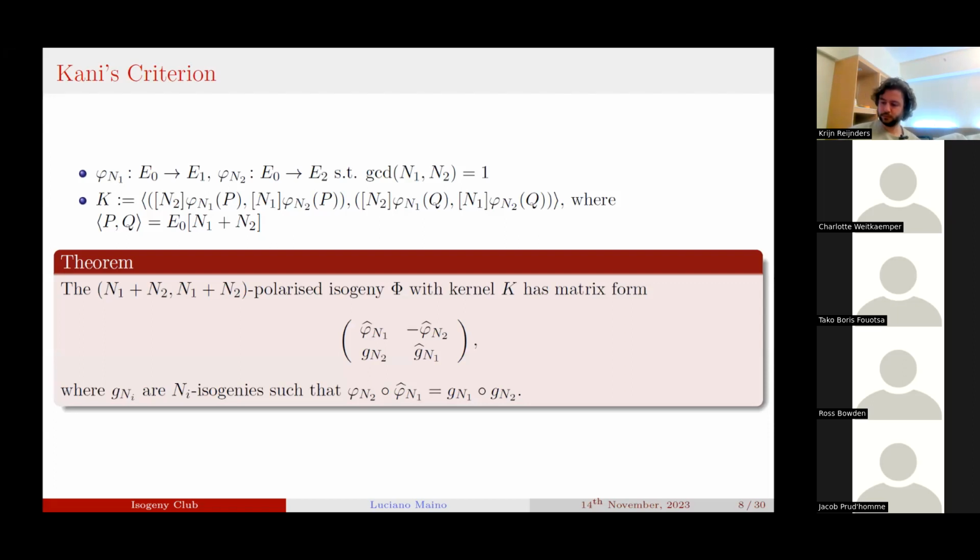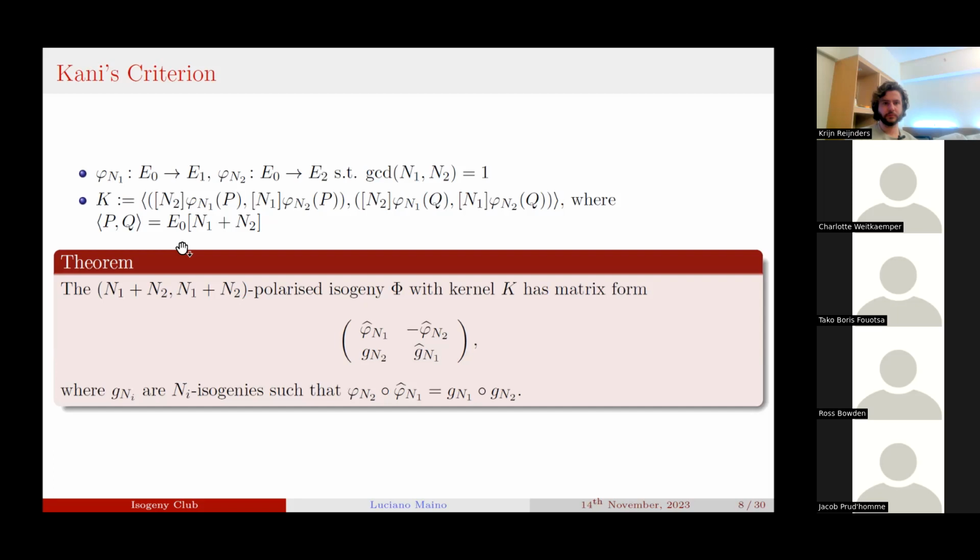So let me state it. We need two isogenies, phi n1 and phi n2, both originating from E0. And we must have that the degrees of these two isogenies are coprime. So the degree of phi n1 will be n1, and the degree of phi n2 will be n2. And then we look at this subgroup K in E1 cross E2.